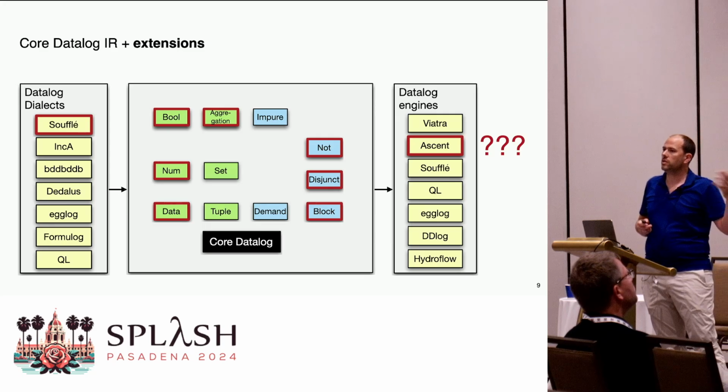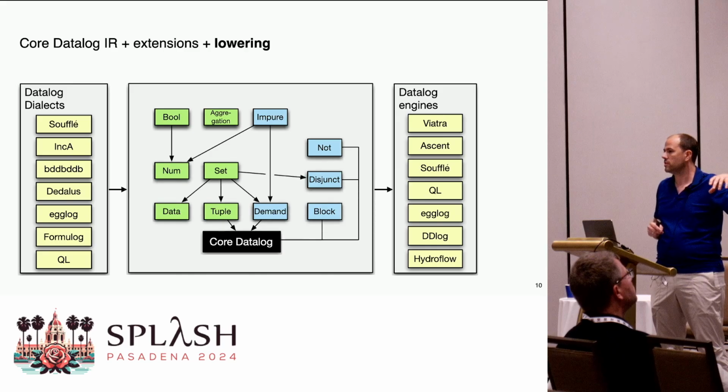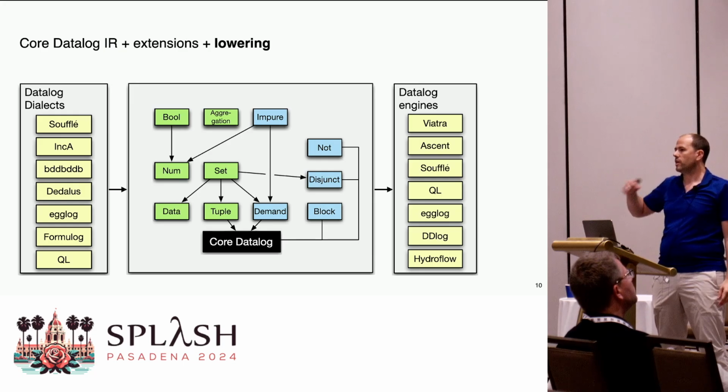So what we do is we actually design a multi-level IR where you have lowering steps. Lowerings are like desugarings, but between IR extensions or towards the core IR. And that means that in the compiler backends, you only have to implement those things that cannot be lowered.